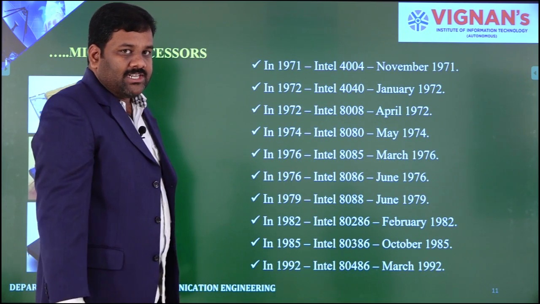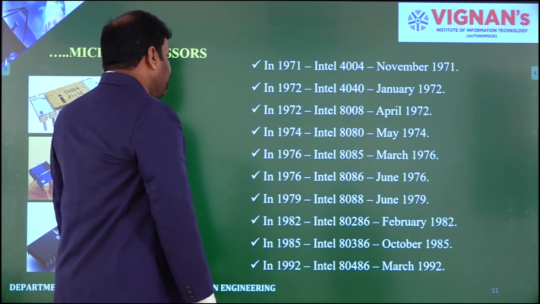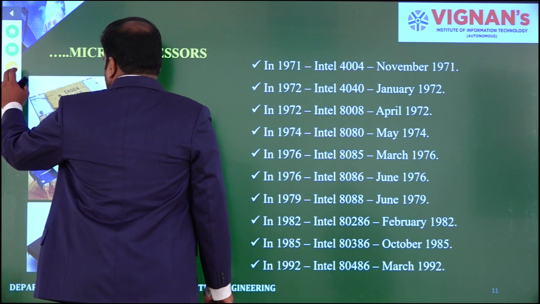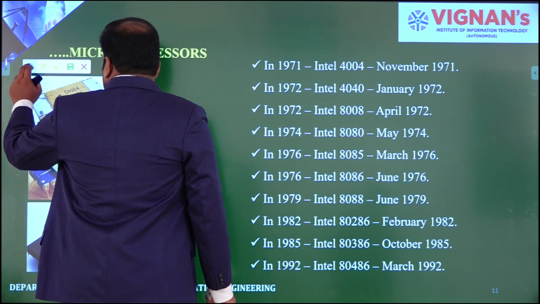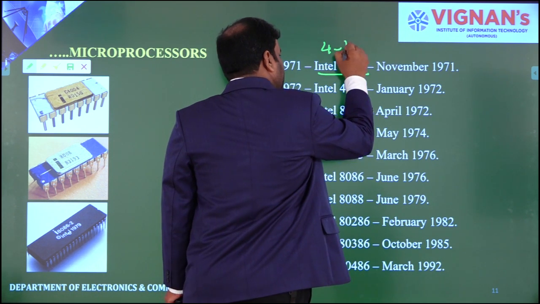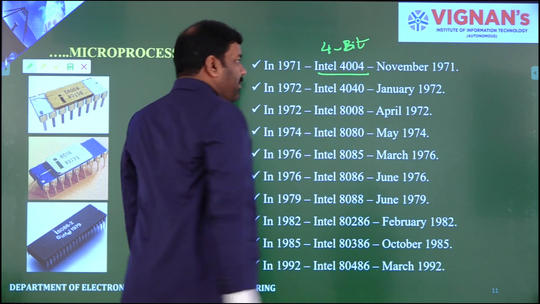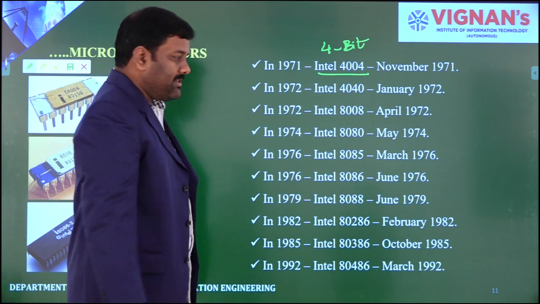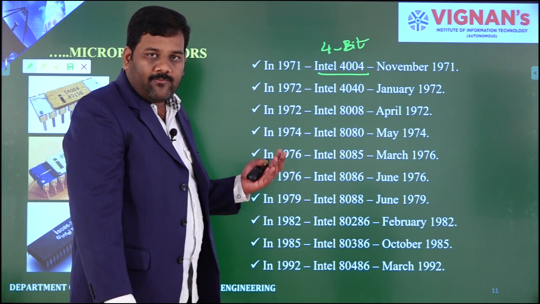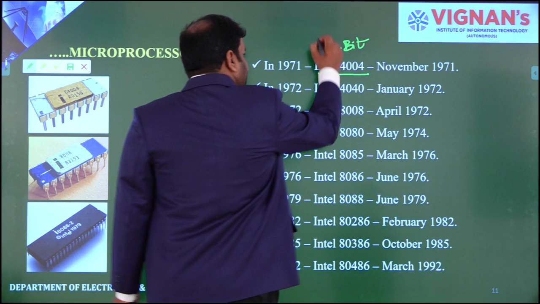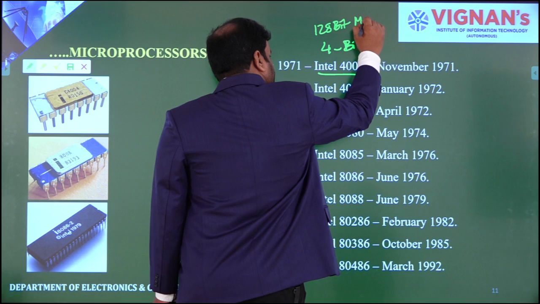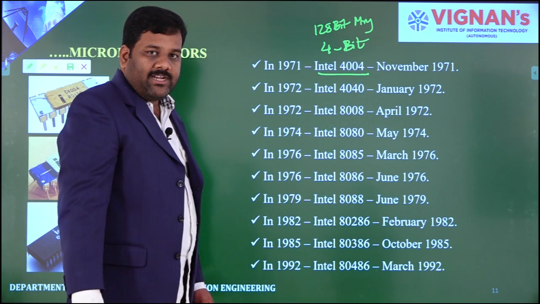Let's have a look at the generations of microprocessors. The Intel 4004 is the first microprocessor, implemented for 4-bit. In 1971, the 4004 was the first microprocessor. It had only 4-bit capability and only 128-bit memory.